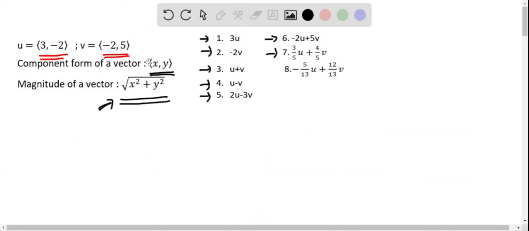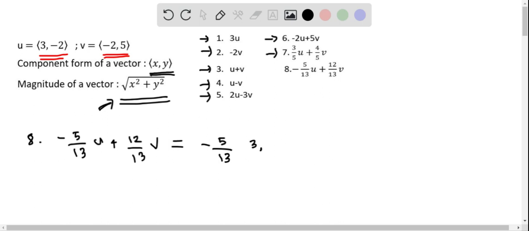For the 8th vector, we have minus 5 by 13 u plus 12 by 13 v. So first let's do this. So this is going to get us minus 5 by 13 times u, where I have to replace the u, which is 3 comma minus 2, plus 12 by 13 v, which is basically minus 2 comma 5.